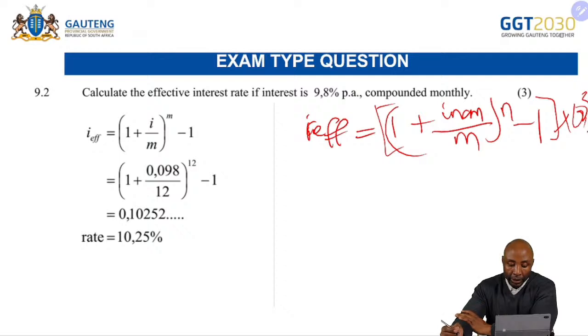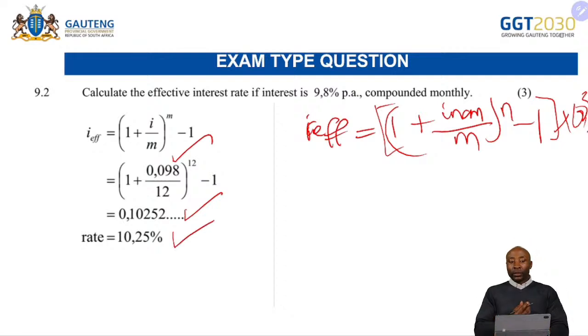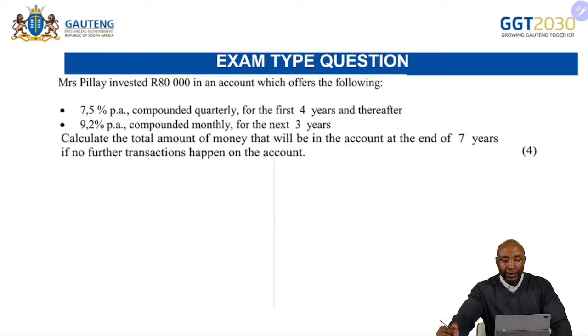And we should get our rate as 10.25%. So we will get the correct substitution. Correct, we'll get 0.1025 and the rate will be 10.25%. Then we get our 3 marks there. We move on to the next one.